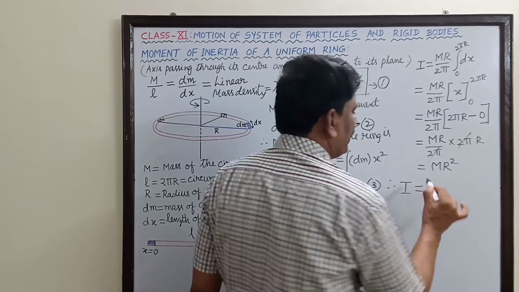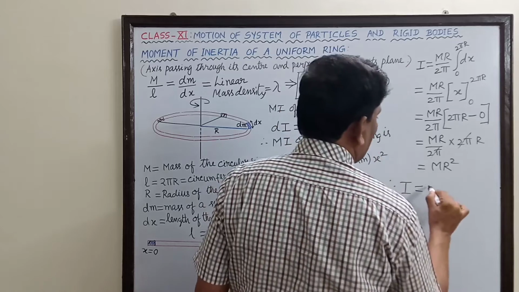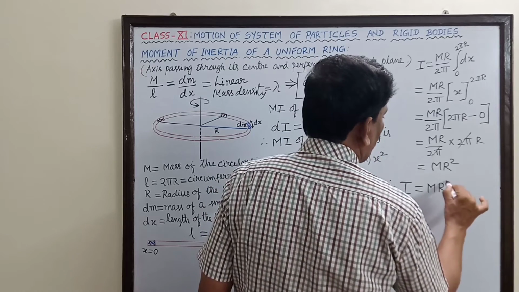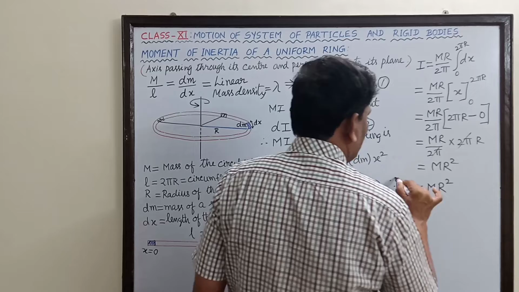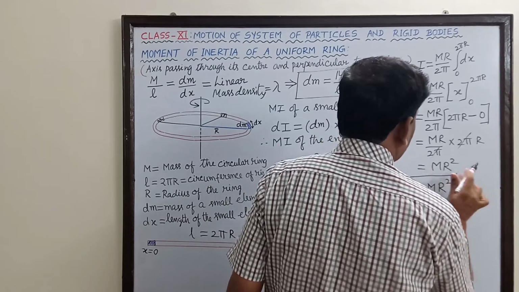Therefore the moment of inertia of the uniform ring about an axis passing through its center and perpendicular to the plane of the ring is found to be I is equal to mr square.